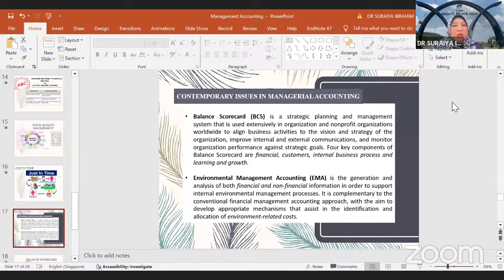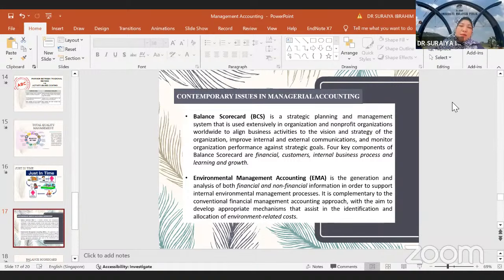Right, so I have another two. I think I can complete in 10 minutes and take them from your part. Okay, so let's look at the contemporary issues in managerial accounting to be included: the balanced scorecard.